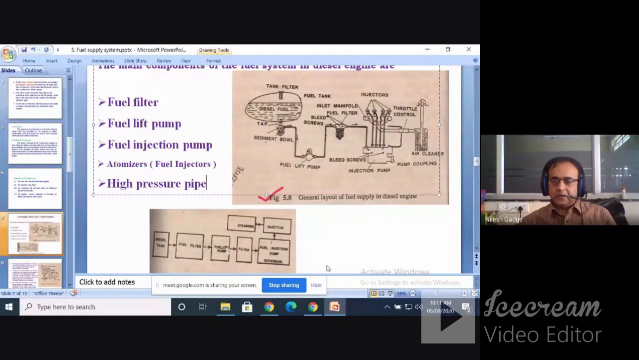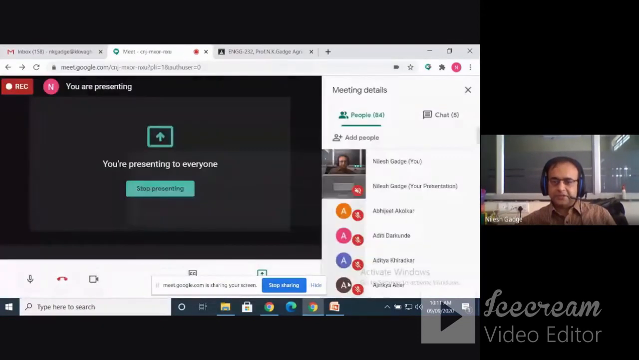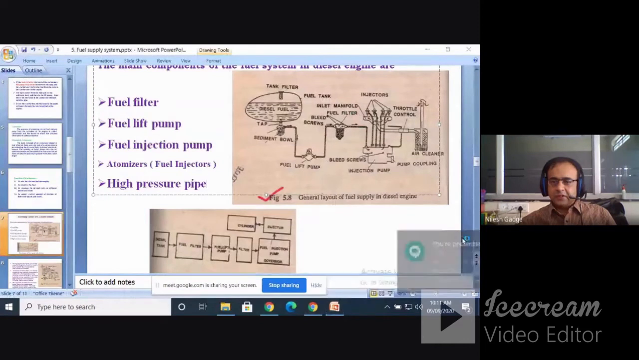And what happens during this process? The fuel from the diesel tank enters into the sediment bowl. From there, it comes to the fuel lift pump. Now, the fuel lift pump is at the base. Then it lifts the fuel into the fuel injection pump with high pressure. And in between, the secondary fuel filter is provided, which filters the fuel, and then the fuel enters into this fuel injection pump. Coupling is there, and from the fuel injection pump it goes to the fuel injectors.